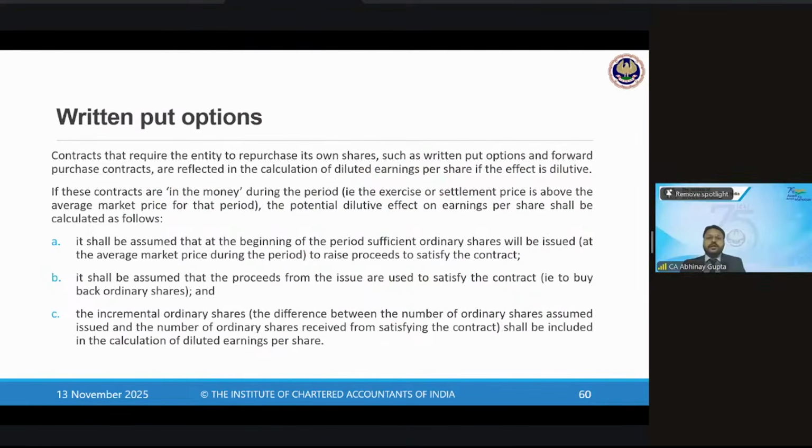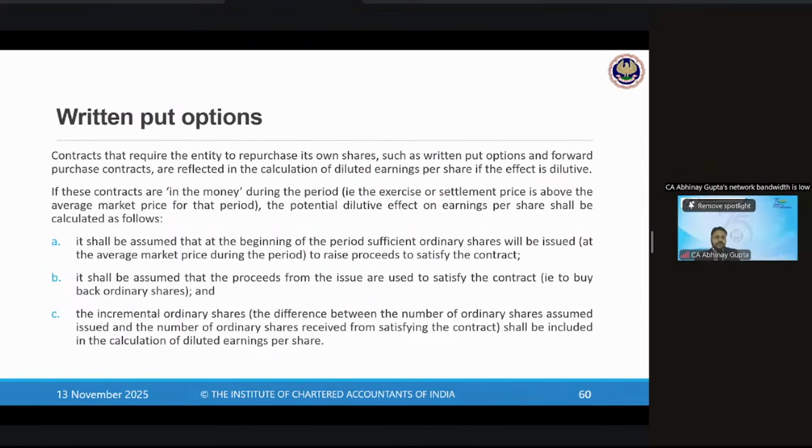Okay. Next item, written put options. But before I start with the written put options, does anybody want to ask any questions about whatever we have discussed so far since morning? Clear everything? Okay, so silence means no questions.